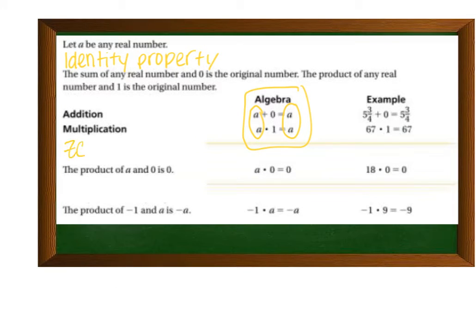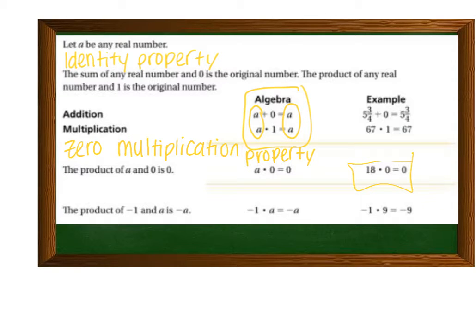This is the 0 multiplication property. And that one's pretty easy. Anything times 0 equals 0. 18 times 0 equals 0. 7 times 0 equals 0. 1,000,000 times 0 equals 0.